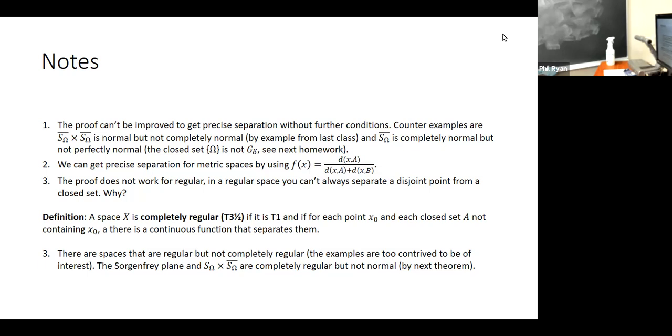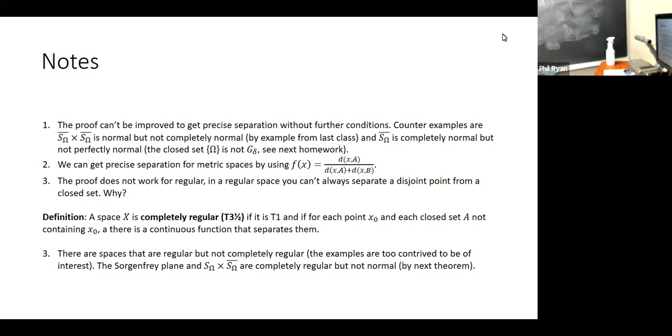Because it nowhere vanishes, because if A and B are disjoint, then this number is going to be non-zero. And if x is in A, then the distance is going to be 0, so the function is going to be 0. And if x is in B, then this is going to be 0 in the numerator, so this is going to be 1. Right, so it's 0 on A and 1 on B.